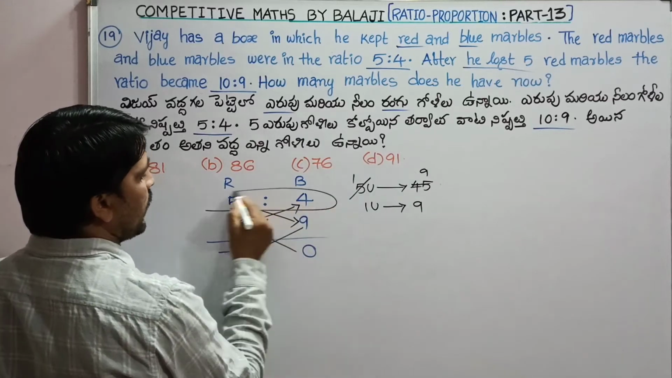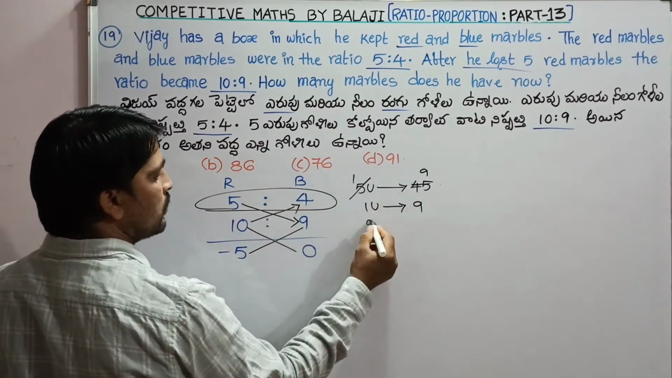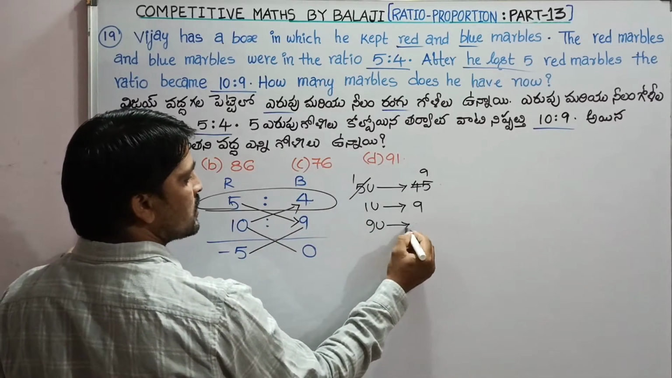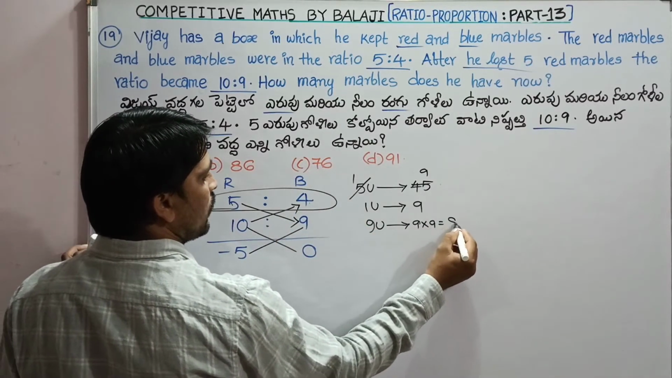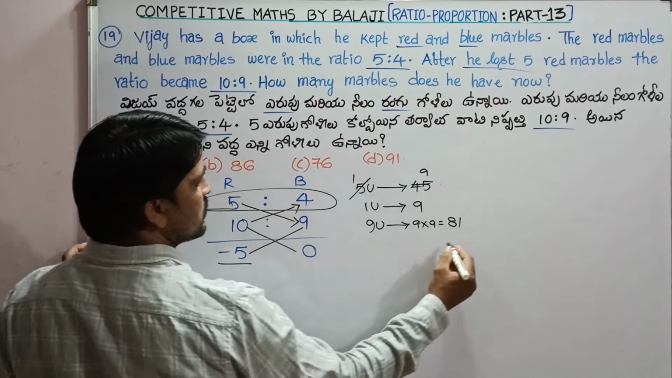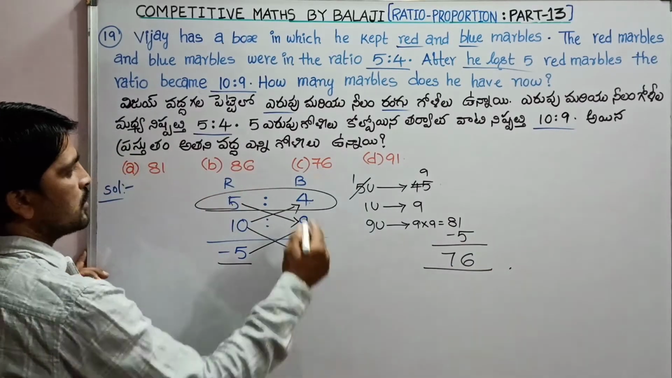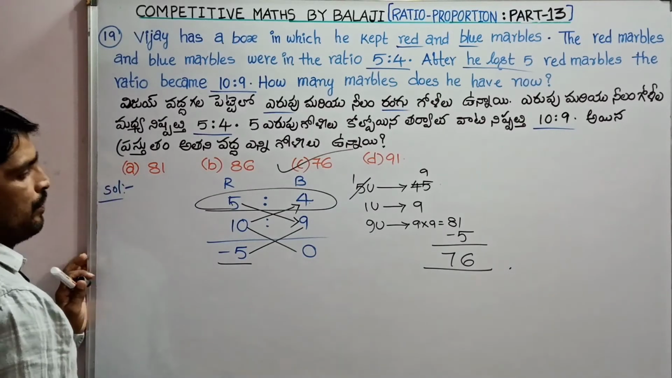So initially he has 5 plus 4, 9 unit marbles. That is 9 9s are 81. But he lost 5 red marbles. So at present he has 76 marbles. That is, answer is C.